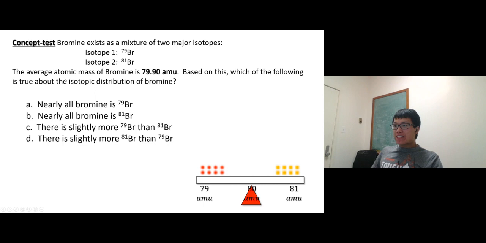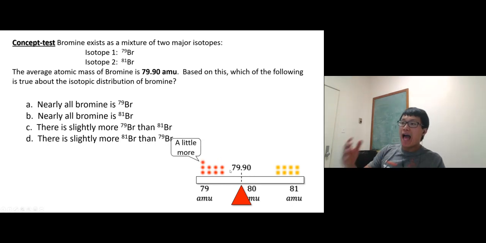But the average atomic mass of bromine in reality is 79.90, so it goes toward the left right here. What does it mean? Who has more, 79 or 81? Slightly, 79 is slightly more than 81. That's how the weighted average works. The 4 credit hour class has more effect on your GPA than the 1 credit hour class. So there are more of the bromine 79.